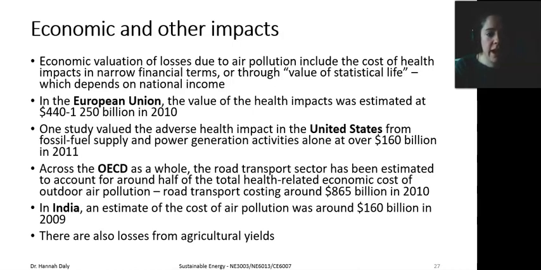One study valued the adverse health impacts in the US from fossil fuel supply and power generation activities alone at over 160 billion in 2010. That's just fossil fuel supply and power generation. That doesn't even take into account burning at the household level or transport related pollution. Across the OECD, the road transport sector has been estimated to account for half of the total health-related economic cost of outdoor air pollution. The OECD is a club of around 30 developed economies, a rich countries club, and road transport cost around 865 billion in 2010, absolutely massive. Again, in India, a cost of around 160 billion in 2009.